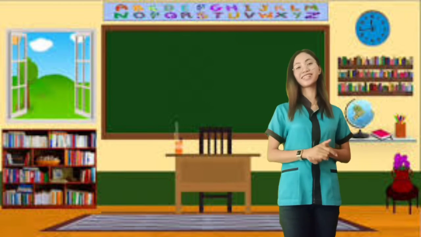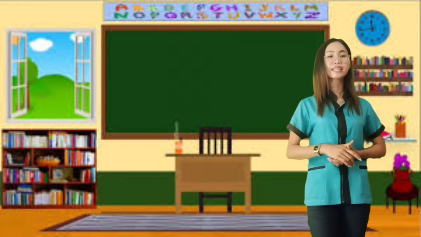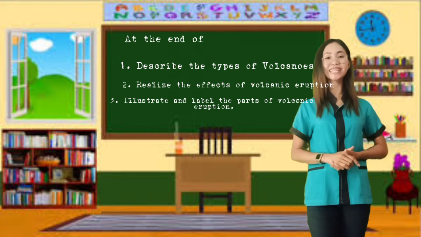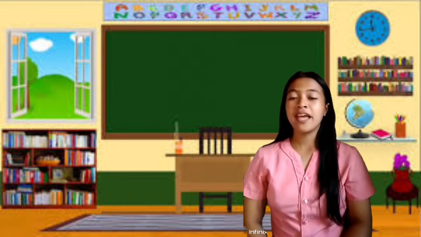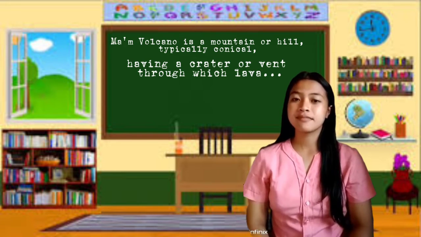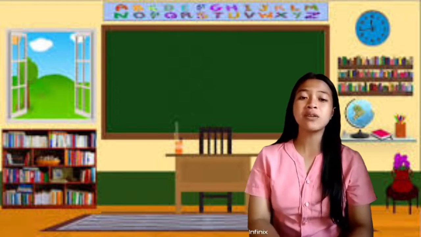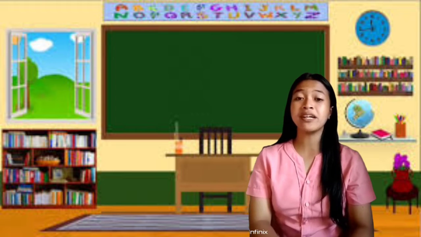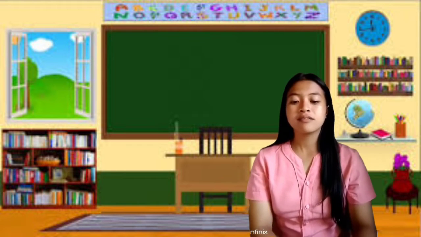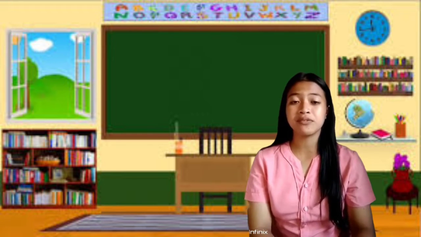Okay, very good. Before we proceed with our lesson for today, let us be guided by the following objectives. Everyone kindly read. Adrian, for you, what is volcano? Okay, very good. Volcano is an opening in the surface or earth crust which allows hot molten rock, ash, and gases to escape from deep below the surface.